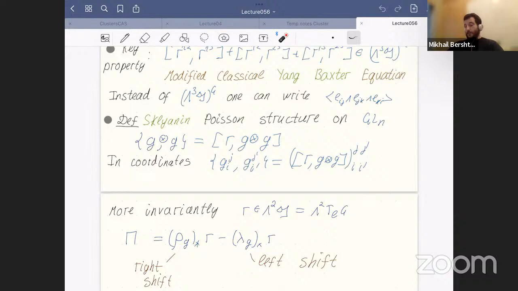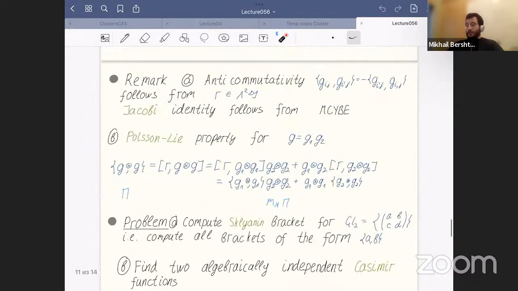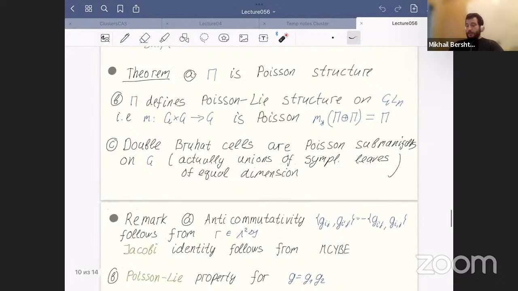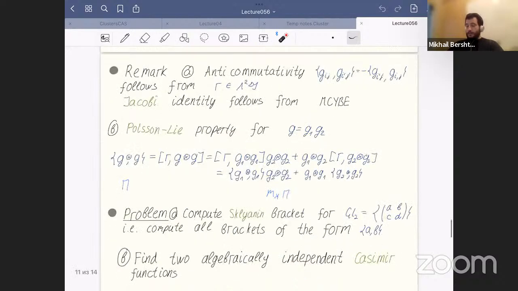But there is another way. We can consider this element as a product of matrix elements of G1 and G2. For G1 we have Poisson brackets, and for G2 we also have Poisson brackets. So we can compute either on G1 or on G2, and G1 and G2 commute. This is what m star of pi plus pi means. The Poisson property states that these two ways to compute the bracket actually coincide. And this follows from the computation with the commutator.